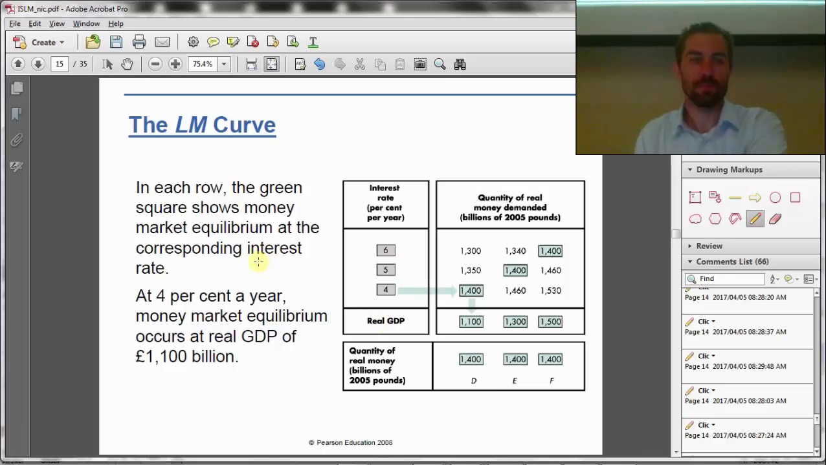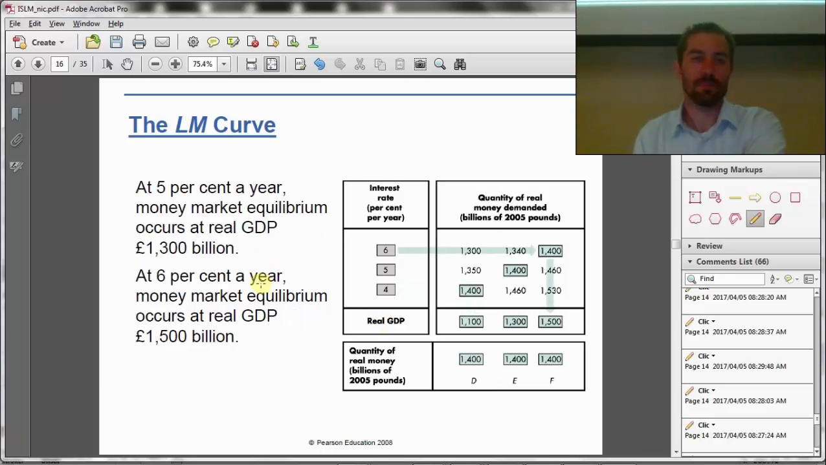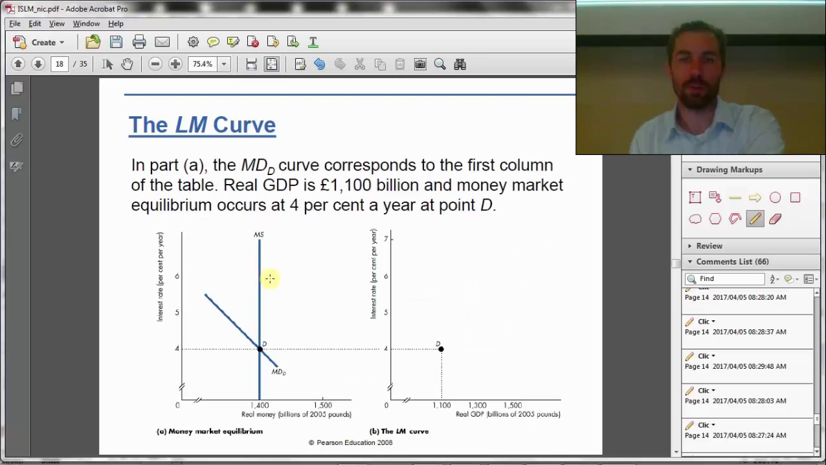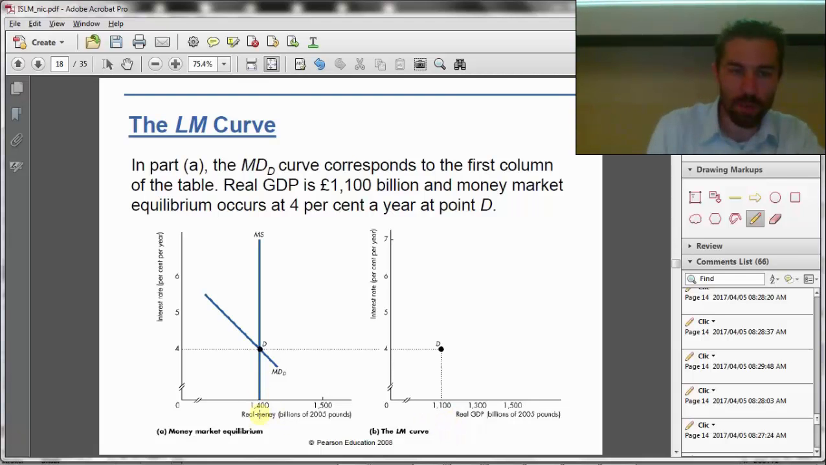So, stepping through that table, we have our money supply curve at some level of money, 1,400. Oh, sorry, that's not a level of output, that's level of money, 1,400. We have some level of GDP, 1,100. So this is money demand when output equals 1,100. Okay? We have an interest rate of 4%.